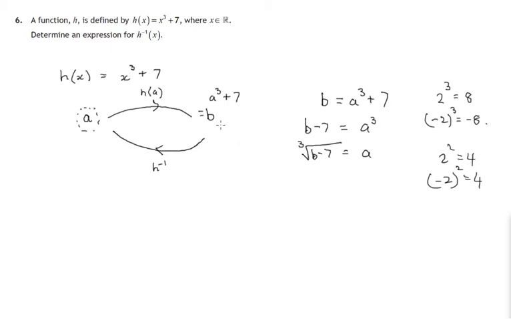So we now know what we do to b to get back to a. We take away 7 from b and then find the cube root. So that's basically what h to the minus 1 does. There it is acting on b, and what we've had to do is take away 7 and find the cube root. So to describe the inverse function, we usually use x. We don't use a's and b's and so on. So that would be take away 7 and then find the cube root of that result.